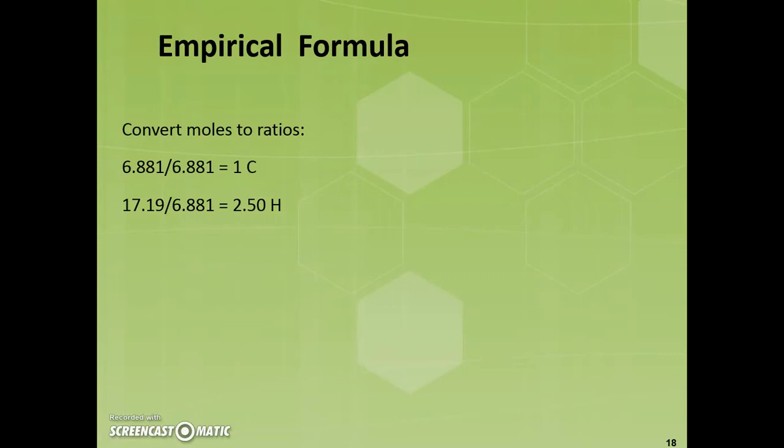17.19 over 6.881 gives us almost exactly 2.5. What does this mean? This means that we have 2.5 hydrogens for every 1 carbon. But is this our empirical formula? No, of course not, because it's not a whole number ratio. So we have to put a little thought into this and see that if we multiply both numbers by 2, we will get 2 carbons for every 5 hydrogens, or C2H5 is our empirical formula.